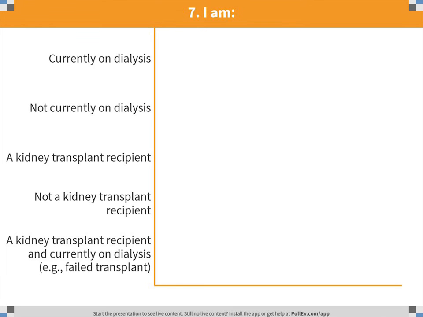Okay, and our final demographic polling question, and this is, of course, again, for either yourself as a patient or the person that you care for. Please select whether you are A, currently on dialysis, B, not currently on dialysis, and this is also, sorry, select all that apply, I believe. C, a kidney transplant recipient, D, not a kidney transplant recipient, and E, a kidney transplant recipient and currently on dialysis, for example, having a failed transplant. So please select those which apply to you.